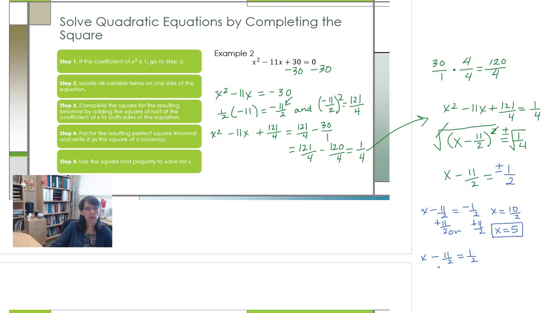For the other equation, we'll go ahead and add 11/2 to both sides of the equation. Here we're going to have x equals 1 plus 11 to make 12 in the numerator. The denominator is 2. And again, 12/2 is a fraction that can be simplified. So here, x is going to equal positive 6. So we have two solutions, positive 5 and positive 6.